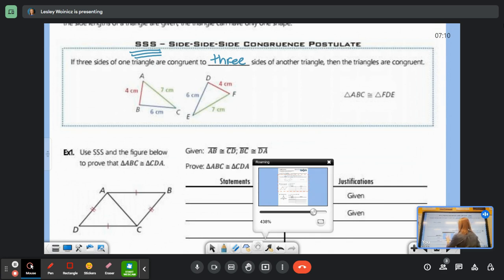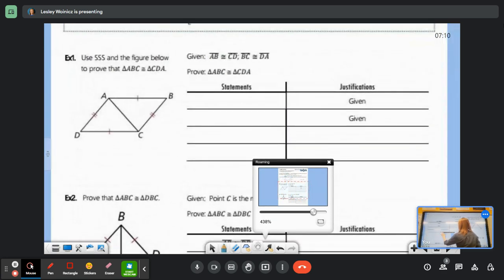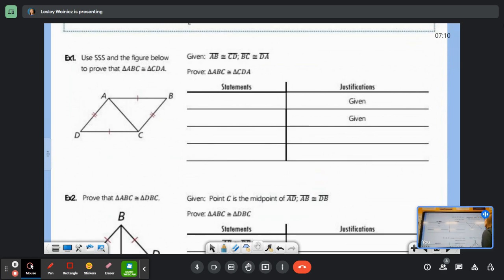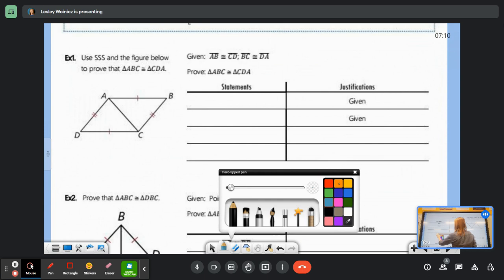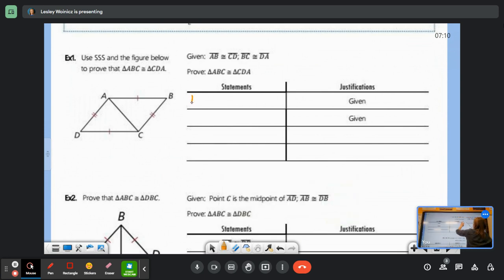So let's see how this works in a proof. We're going to use SSS, side, side, side, in the figure below to prove the triangle ABC is congruent to triangle CDA. Okay, so first we're going to write down our given statements. We have been given some things, first of which is that segment AB is congruent to segment CD. That was given to us.